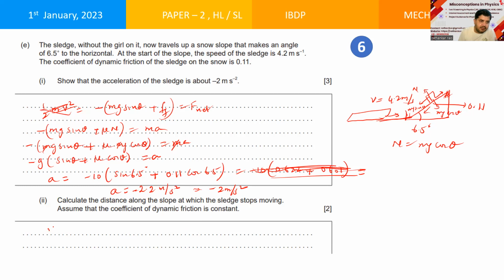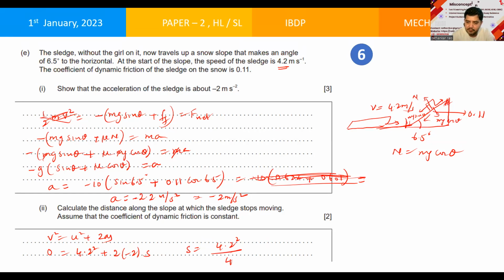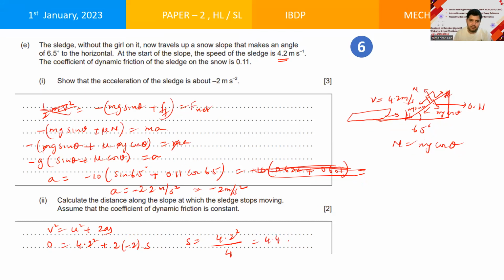What you do is use v square is equal to u square plus 2as. What is v? Stopping, 0. What is u? It's already given here, 4.2. 4.2 square plus 2 into a, which is minus 2, already given, into s. Now determine the value of s. s should be equal to 4.2 square divided by 4. 4.2 into 4.2 divided by 4 is 4.41. So the answer is 4.4 meters.